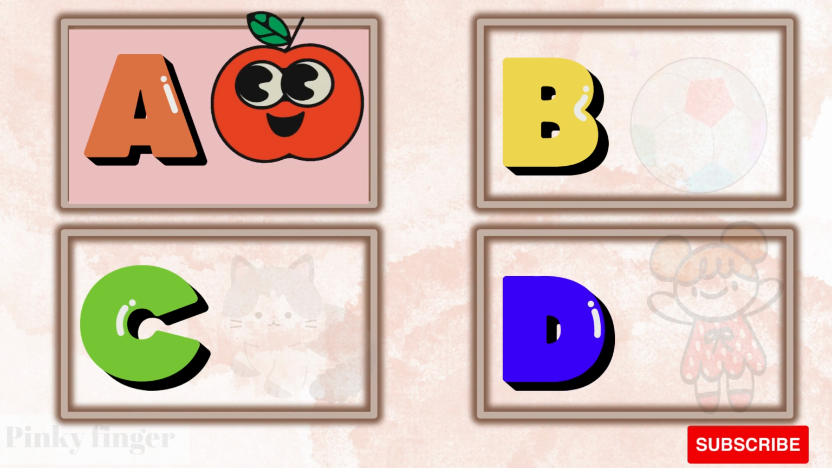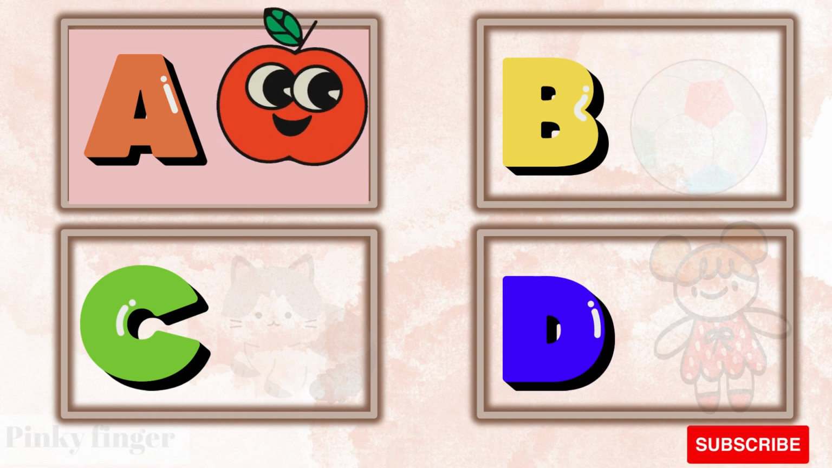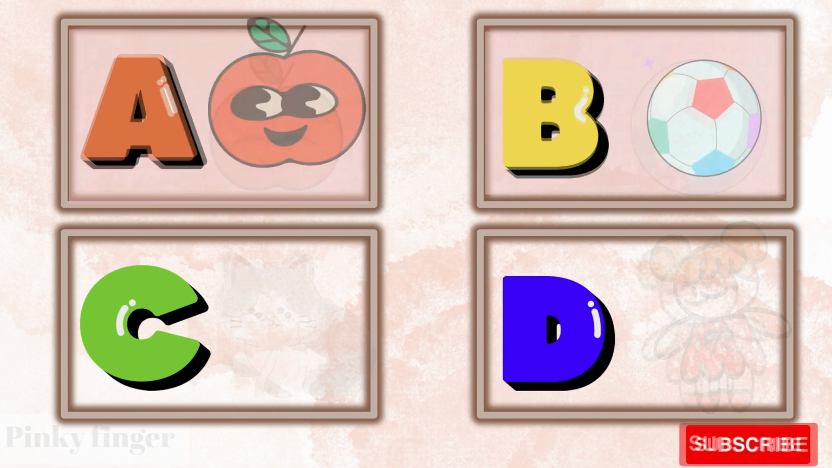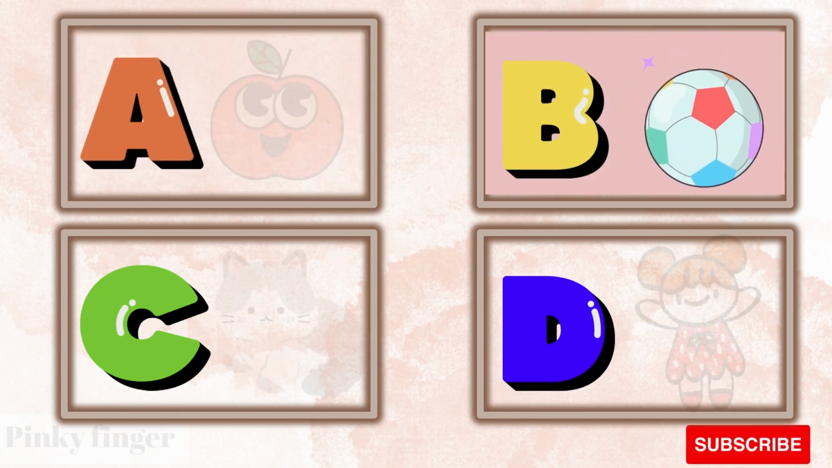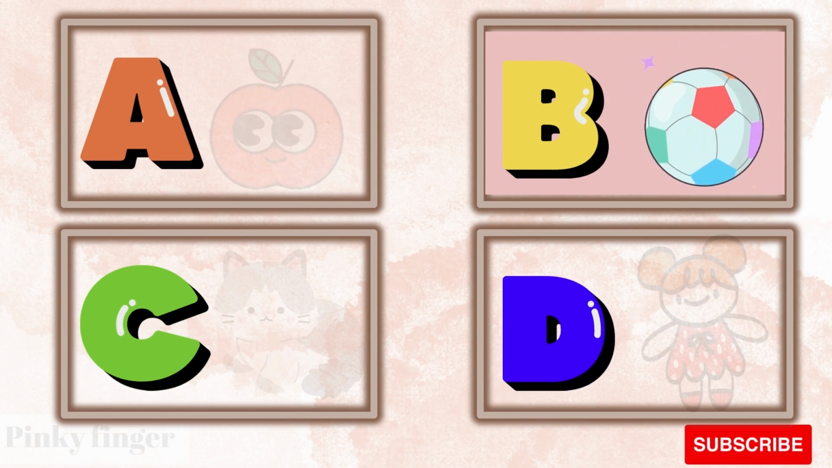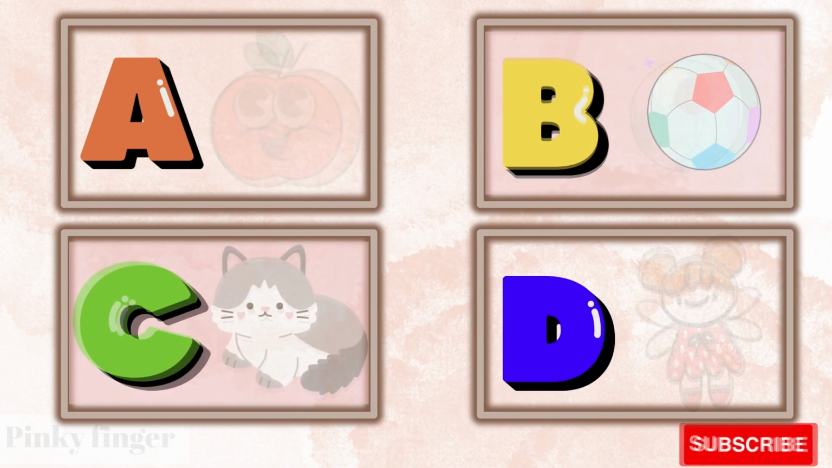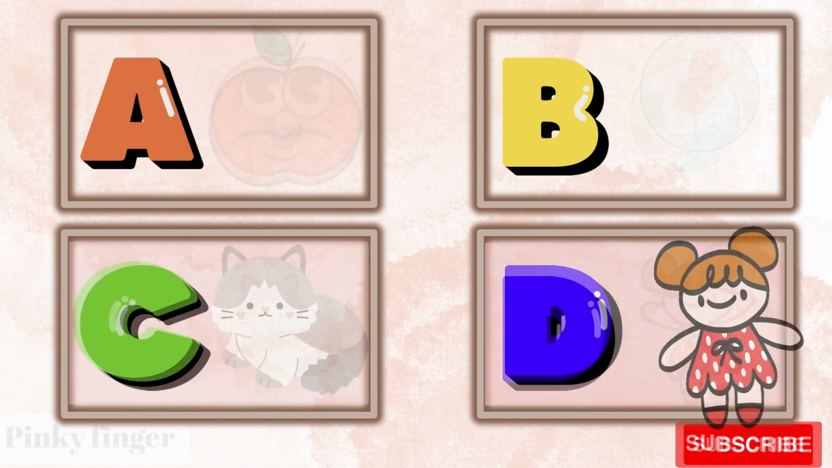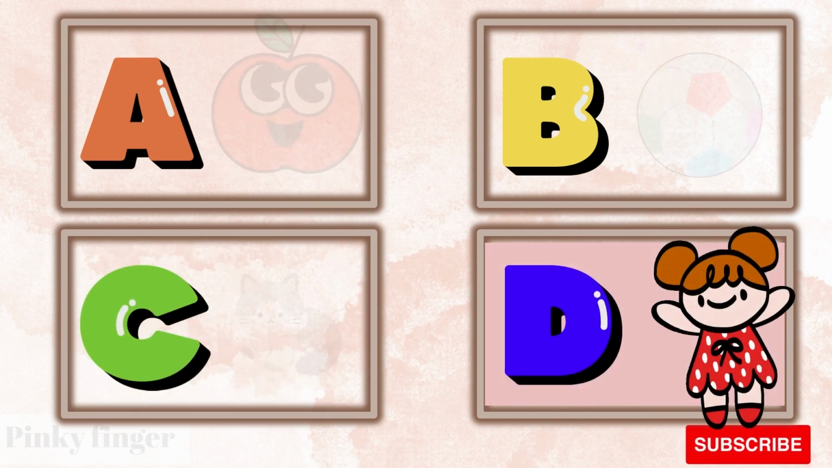A is for apple. A is for apple. B is for ball. B is for ball. C is for cat. C is for cat. D is for doll.